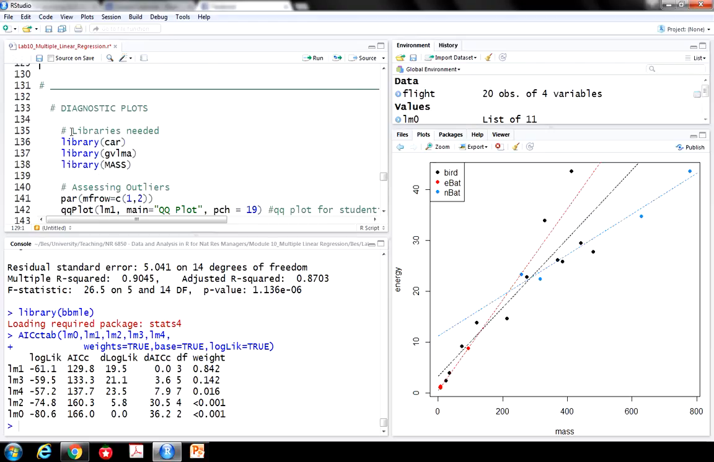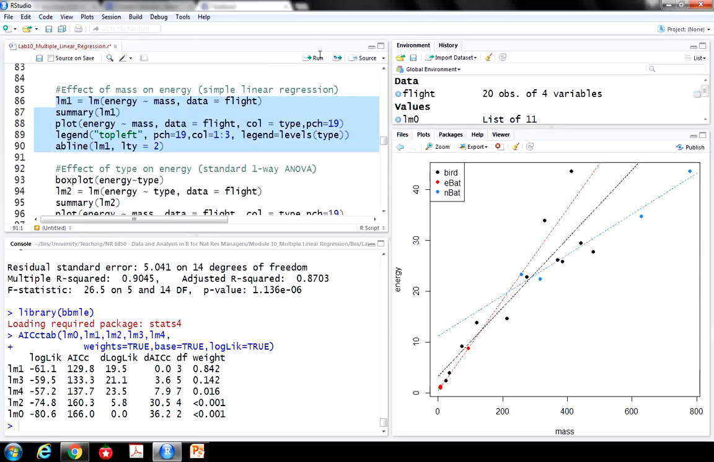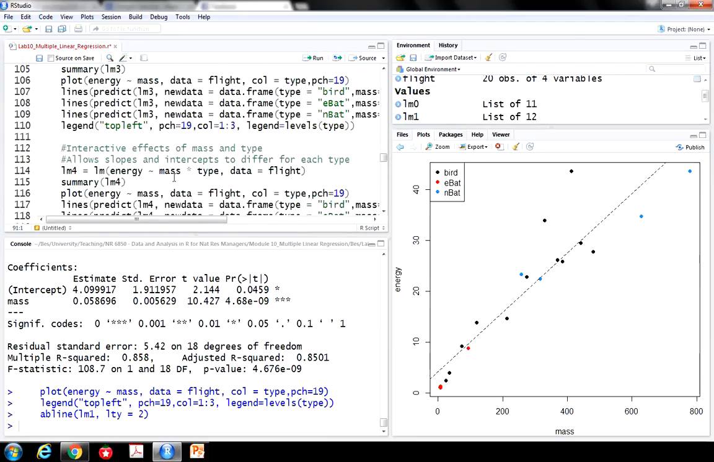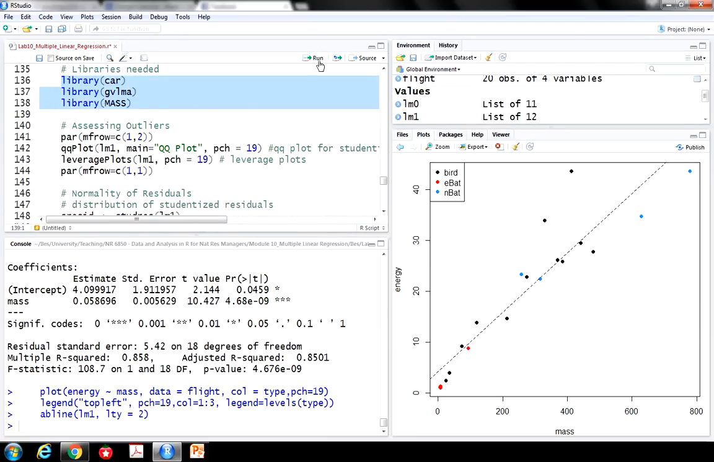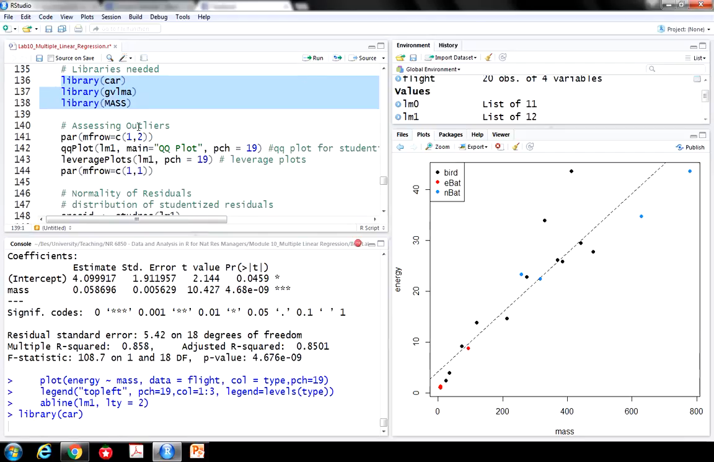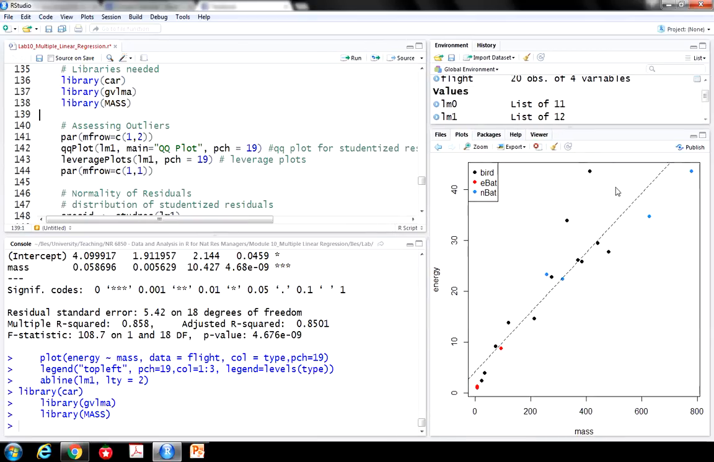Now finally, let's take a look at some diagnostic plots and check our assumptions based on this top model. Let me draw the figure for this top model one more time, just so we have this fresh in our mind. And I'm going to load a few libraries that I need here: the car library, gvlma, and the MASS library. We'll start by assessing outliers here. It does look like there might be some outliers up here.